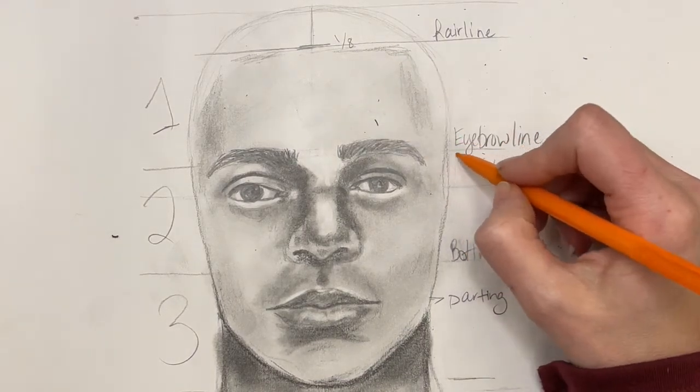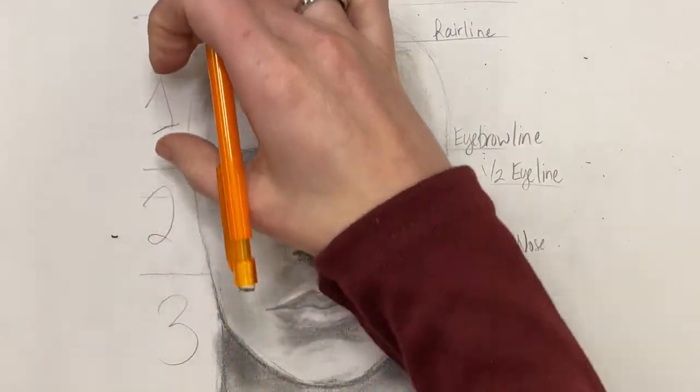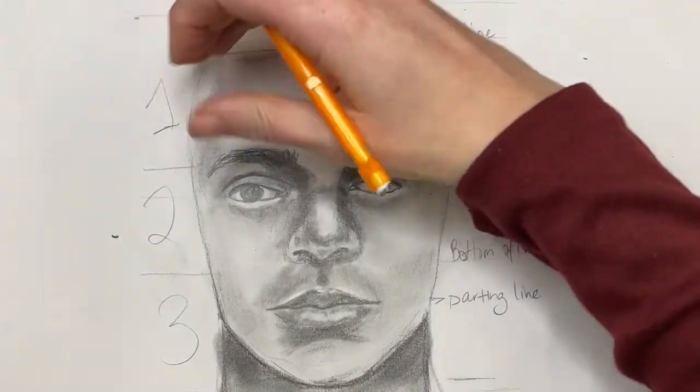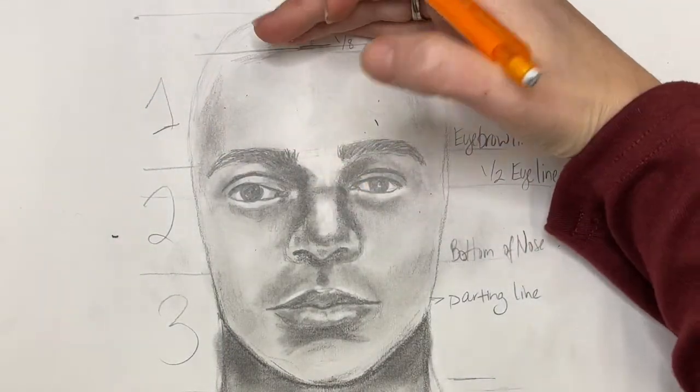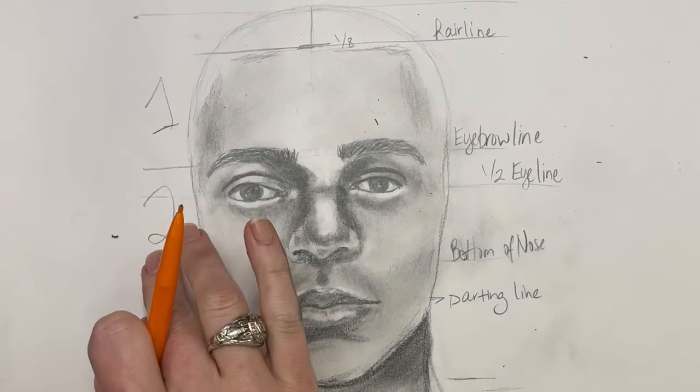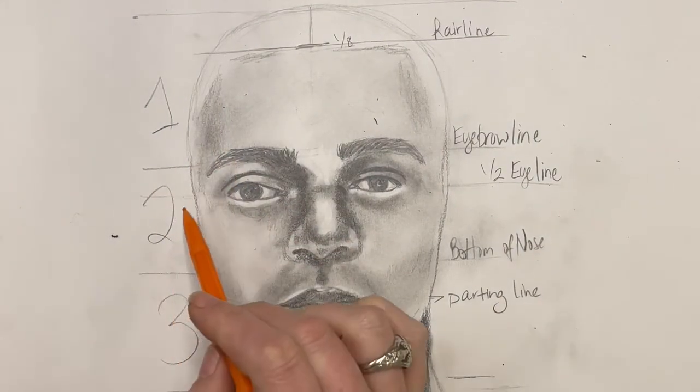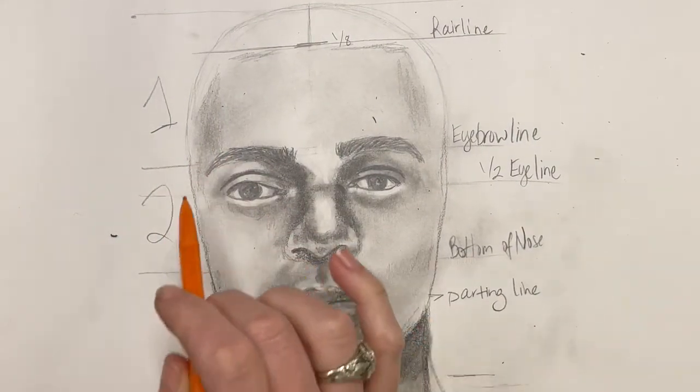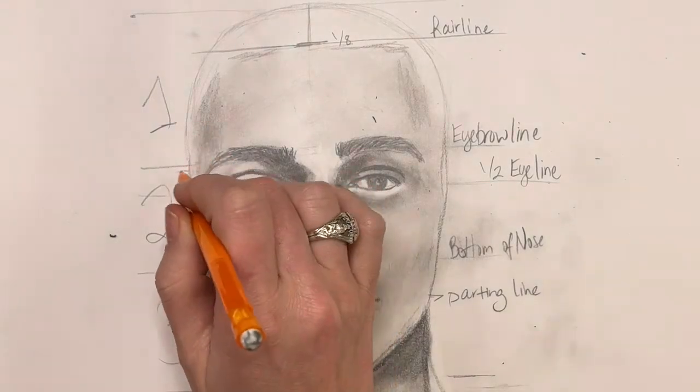We do need some ears. Ears sit in section 2. Whenever we put that hairline in and divided the face into 3 equal parts, ears sit completely in section 2, anywhere from the top of the eyebrows to the bottom of the nose.